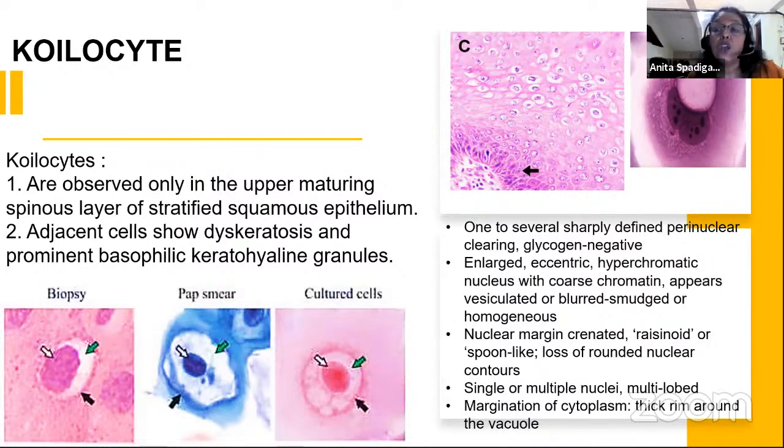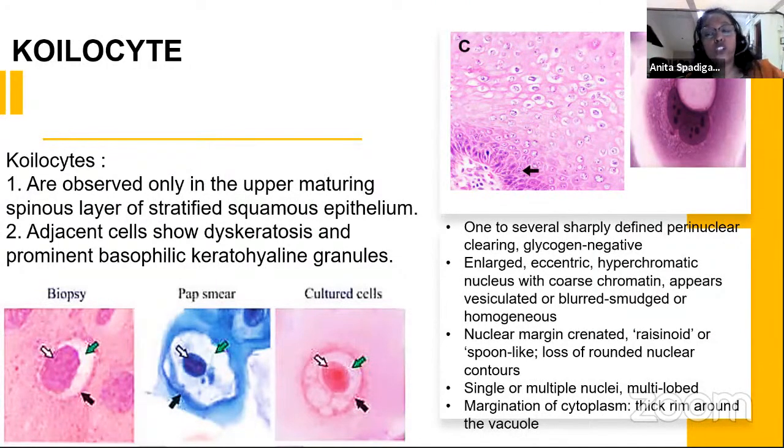As we mentioned earlier, we have the perinuclear clearing, and this, remember, is glycogen negative, because there are a lot of reasons why cells may appear clear. In koilocytes in particular, these do not contain glycogen. To repeat our earlier point of note, the nucleus has to be enlarged, eccentric, hyperchromatic. The chromatin is coarse and sometimes appears vesiculated, or it might be homogeneous. The nuclear margin is crenated, meaning it has a convoluted margin referred to as raisinoid or spoon-like. If you remember koilonychia, spoon-shaped nails, it has a similar word origin to koilocytes: empty-appearing, spoon-shaped. That's the etymology of the word.